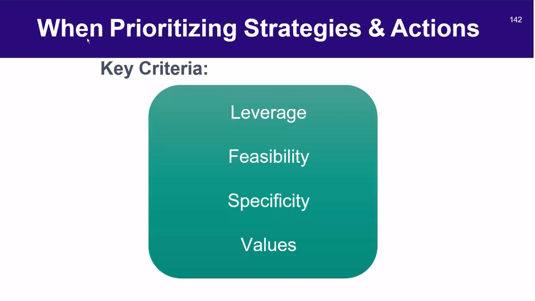And then when prioritizing strategies and actions, you can use this criteria again of leverage, feasibility, specificity, and values. Leverage, do we think it'll actually make a difference? It's worth doing. Feasibility, it's something we can actually do, because we may not have legal authority for it, or it'll cost too much money. We can't do it right now, so you don't do it. Specificity, it's specific enough we know what to do, and does it align with the values of our organization, our community, and does it further equity? Because we don't want to do anything that would have a negative impact on equity.